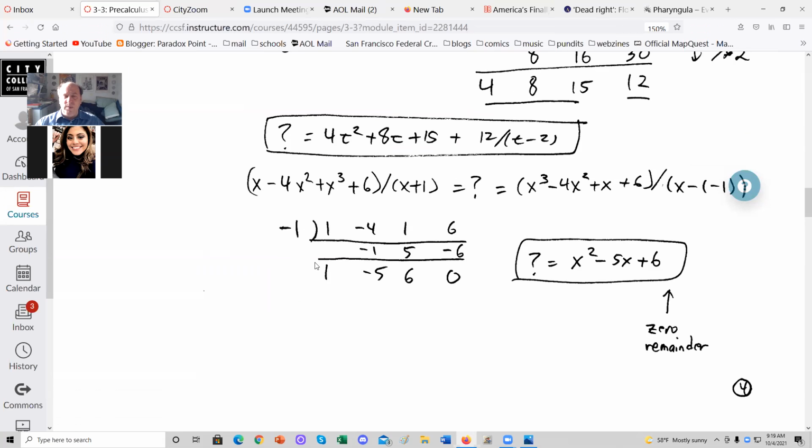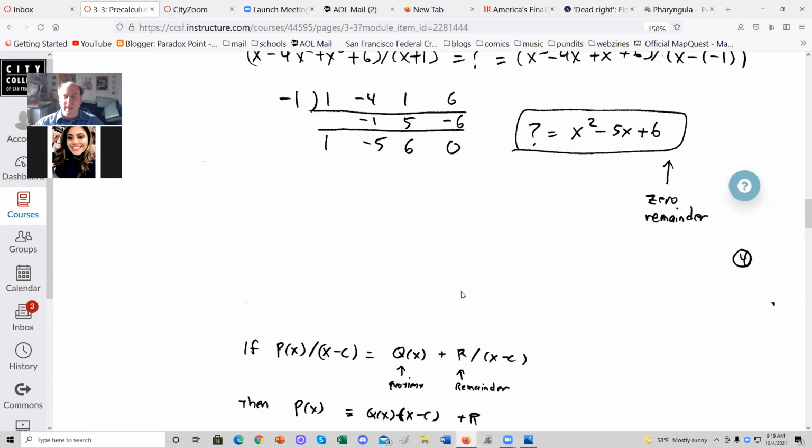So down comes a 1, times negative 1 is a negative 1. Plus a negative 4 is a negative 5, times a negative 1 is a 5. Plus a 1 is a 6, times a negative 1 is a negative 6. Plus a 6 is a 0. Remainder of 0. So the ratio equals just x squared minus 5x plus 6, no remainder.